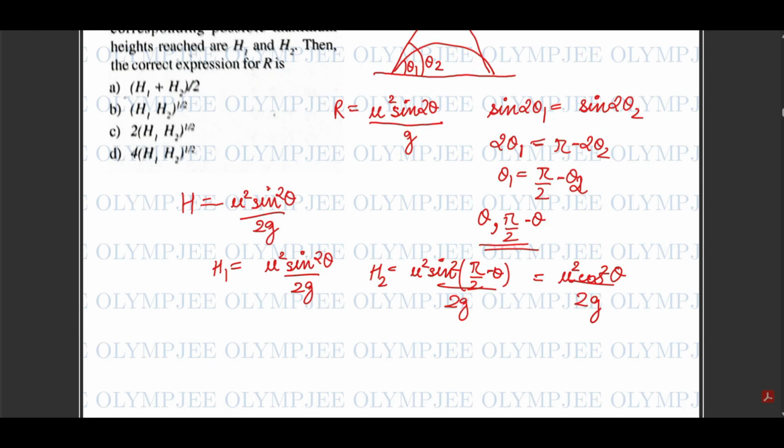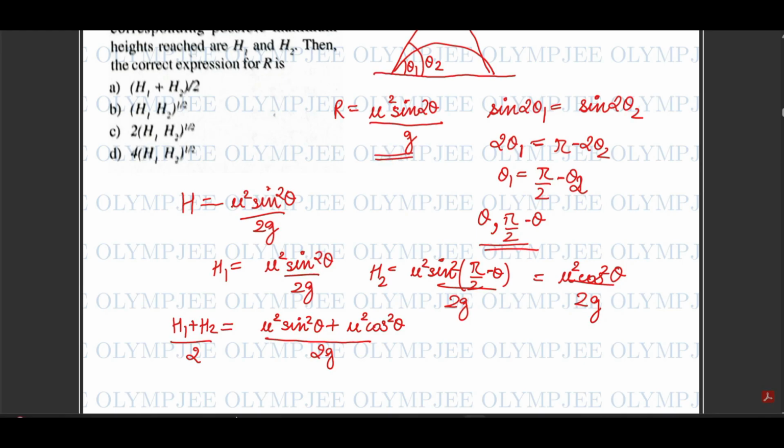Let's check the first option. 1 plus 2 by 2 is u square sine square theta plus u square cos square theta by 2g, which is u square by 2g, which is not equal to this range. So A option is wrong. And all the other options have h1, h2. So let's find out h1, h2 first.